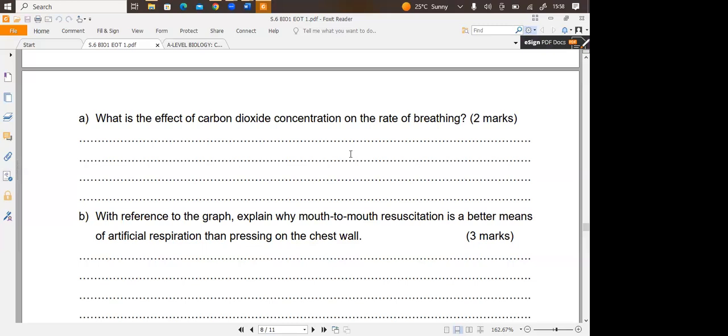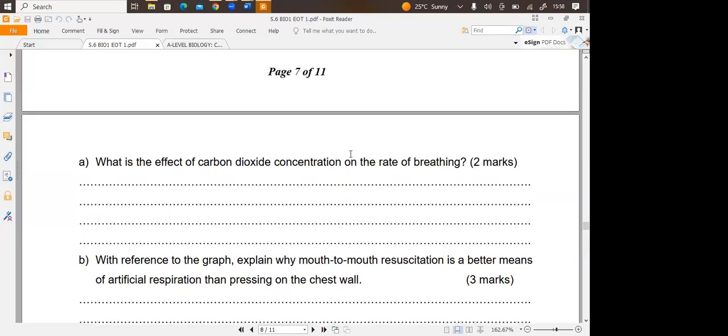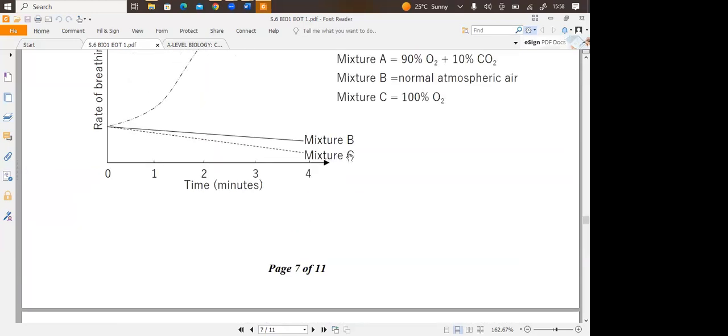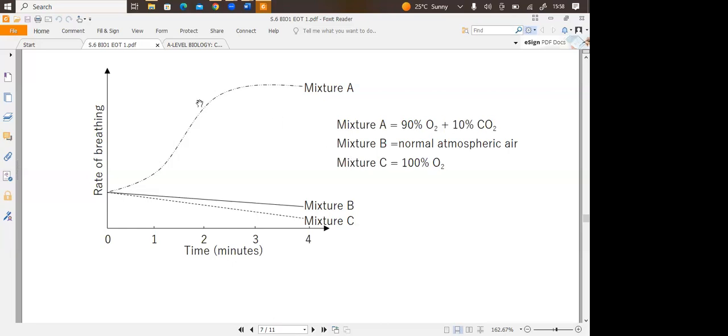Now in biology, when they phrase a question as "what is the effect", in most cases they are not interested in the explanation. Don't give "because of this and this"; just look at the data, then you realize the effect. So they're asking, from this graph, what is the effect of carbon dioxide concentration on the rate of breathing?